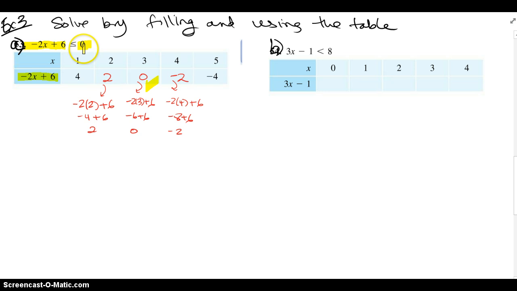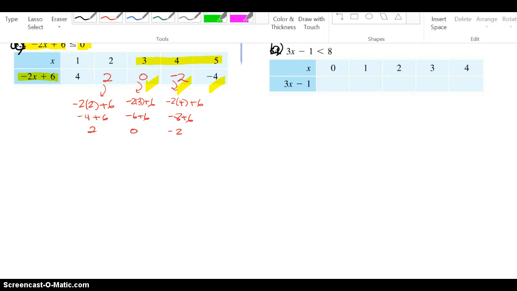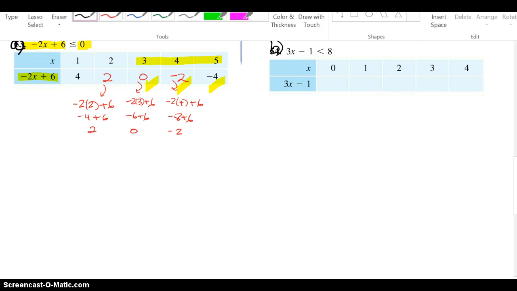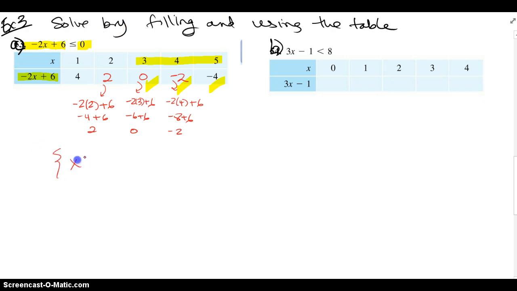Is -2 smaller or less than 0? That's a yes. And is -4 smaller than 0? And that's a yes. So everything from this point on satisfies having an output that's smaller or equal to 0. So these are all my solutions, and anything to the left of 3 is no good. So just by looking at the table, I know that my solution is x such that x is bigger or equal to 3.